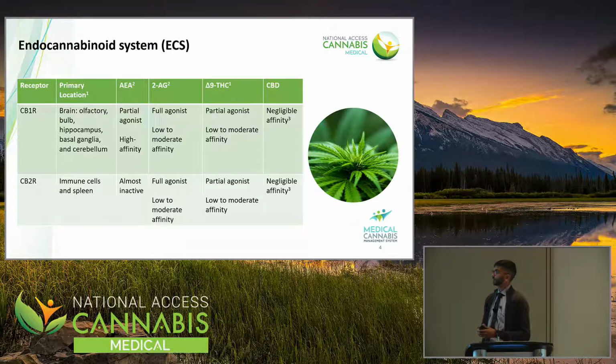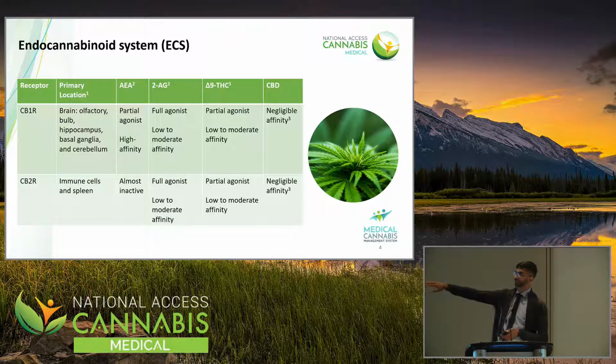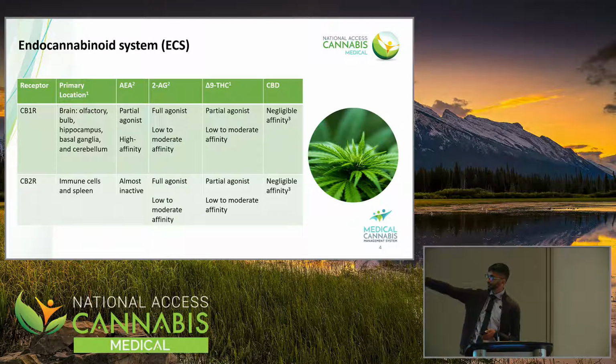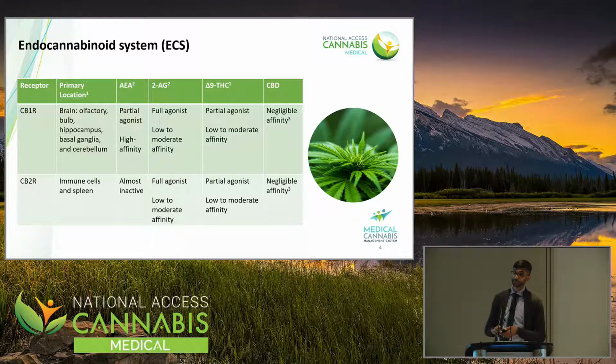I like this little summary table. It's a good take home for you guys. Looking at just CB1 and CB2 receptors. So the primary location of the CB1 receptors, we can just say central nervous system as a blanket. The primary location for the CB2 receptors is the periphery in the immune cells. Anandamide, you can see it's a partial agonist with high affinity at CB1 and almost inactive at CB2. 2-AG is both equal at full agonist with low to moderate affinity at CB1 and CB2.